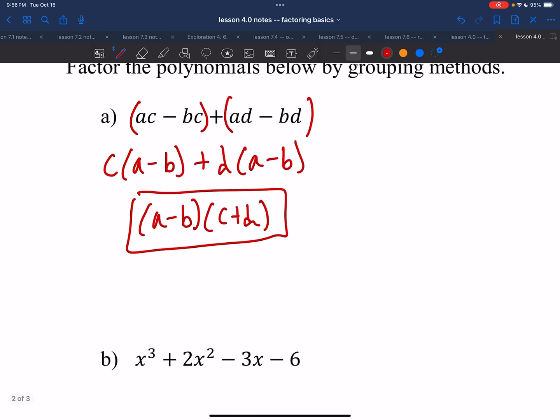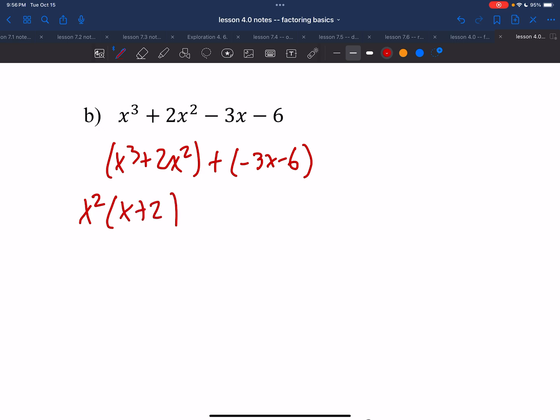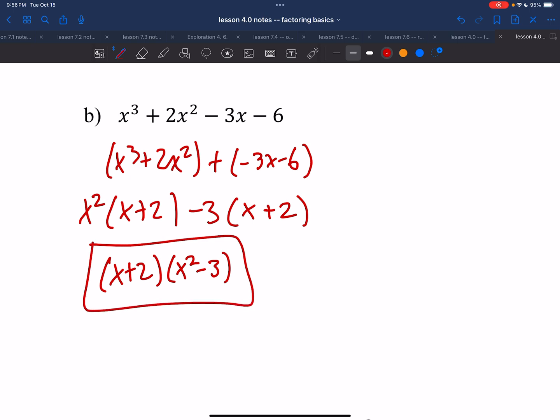So here we go. We still have one more you can do. Hey, student, pause the video and see if you can try that one for yourself. And then here's the answer. So I group x cubed plus 2x squared, and I group negative 3x minus 6. I say, okay, GCF time. Here's x squared, and then that's x plus 2. The other one shares a negative 3, so minus 3, and negative 3 times x, and then negative 3 times positive 2 gets you negative 6. Oh, so they share x plus 2, which means it's x plus 2 times the other thing, x squared minus 3. And done. How nice is that?